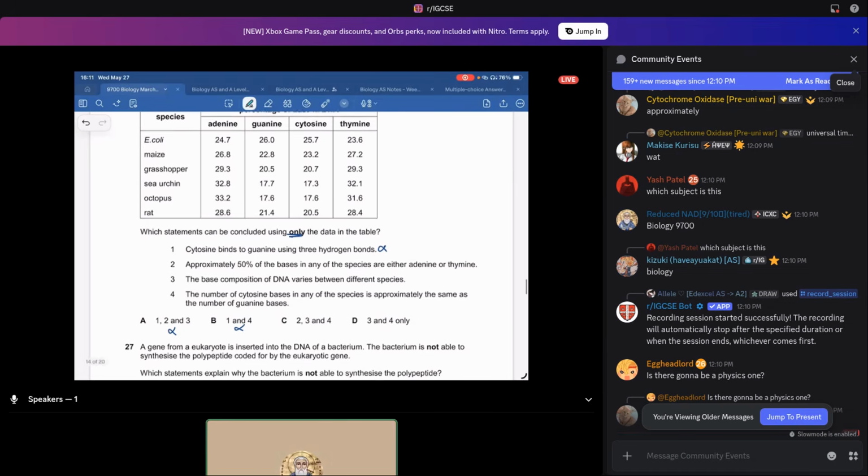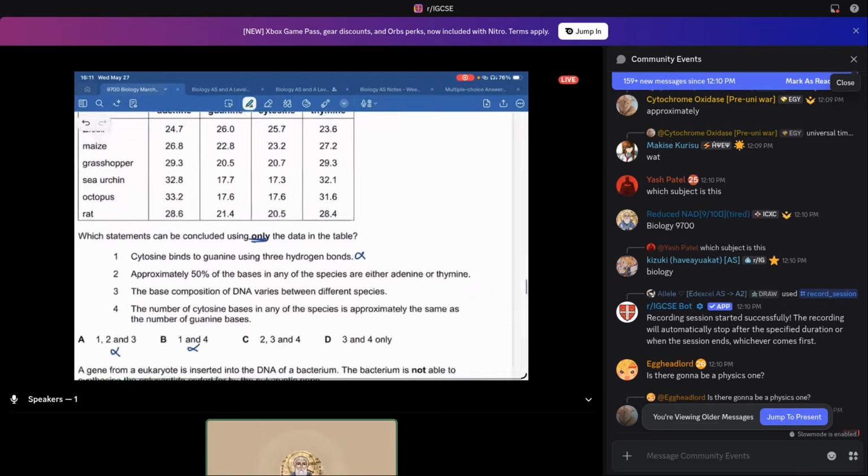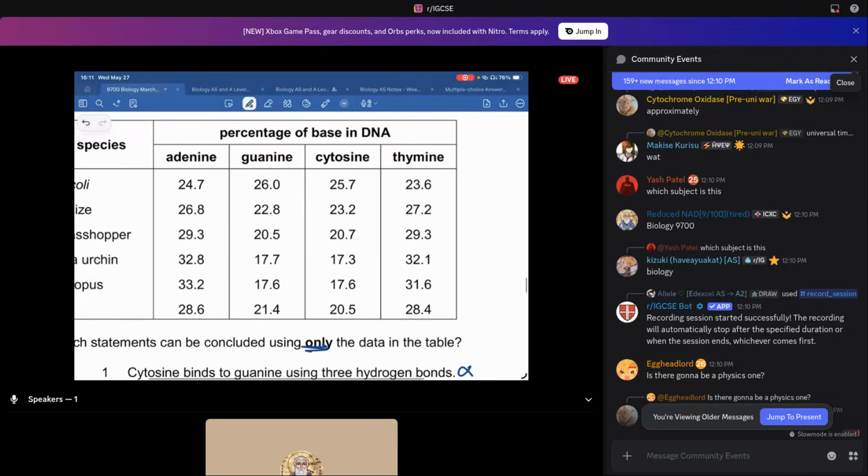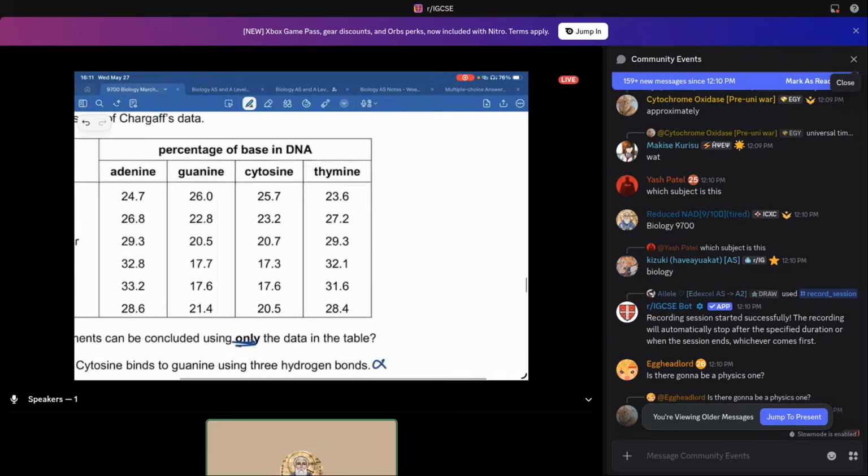Okay, and the difference between C and D is 2. So I'm just going to look at statement 2 for the sake of time. Approximately 50% of the bases in any species are either adenine or thymine. Adenine 24 plus 23, that would be 47. 26 and 27, that would be 53. 29 and 29, that would be 58.